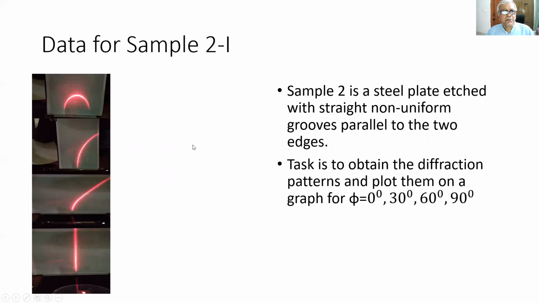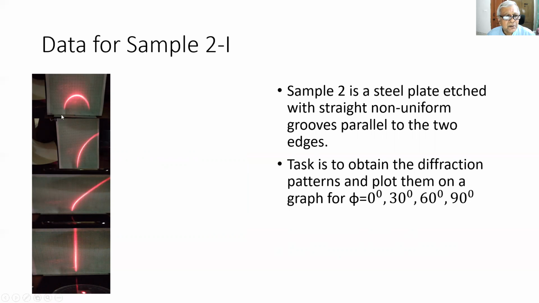All right, data from sample 2. Sample 2 is a steel plate etched with straight, non-uniform grooves parallel to the two edges. The task is to obtain the diffraction patterns and plot them on a graph for phi equal to 0 degrees, 30 degrees, 60 degrees, and 90 degrees.